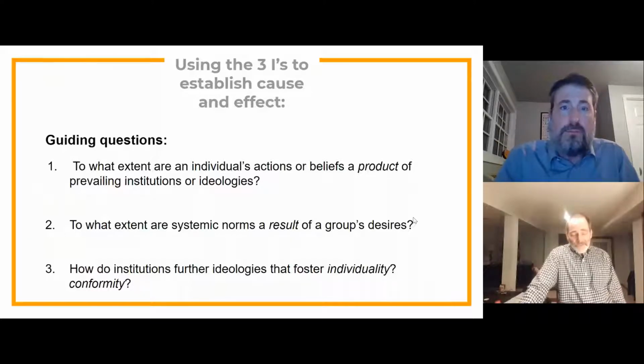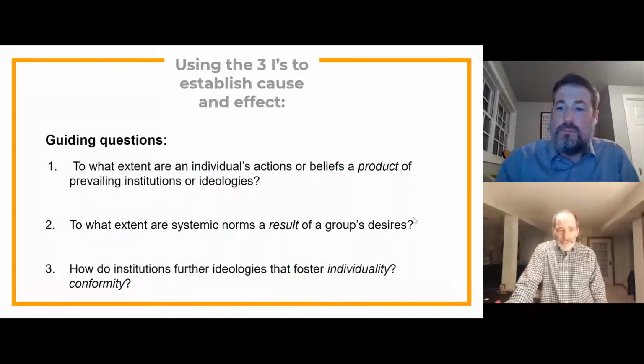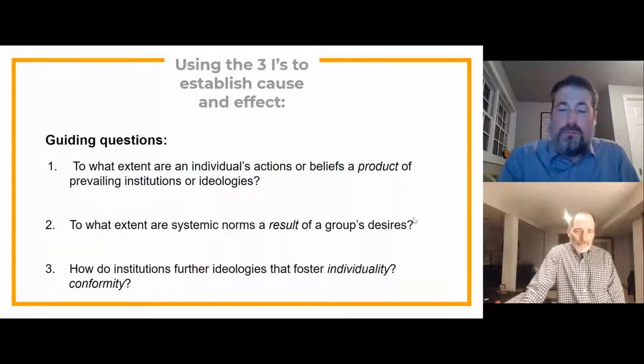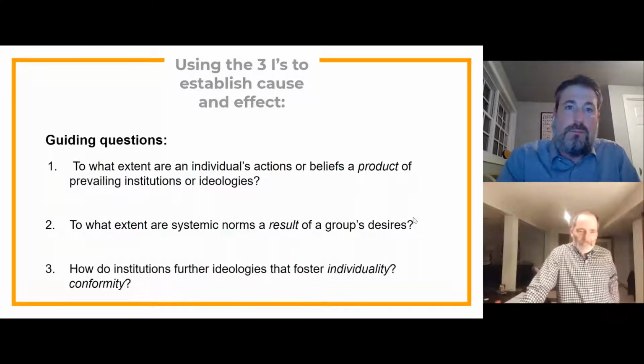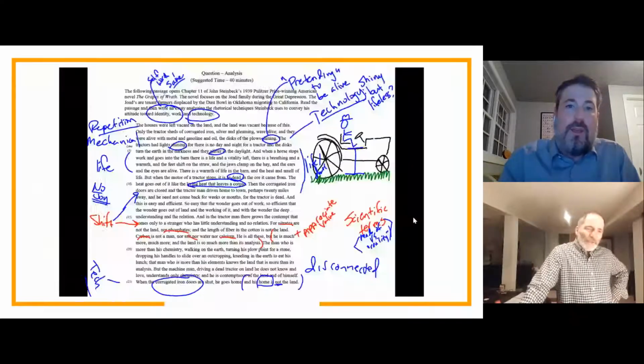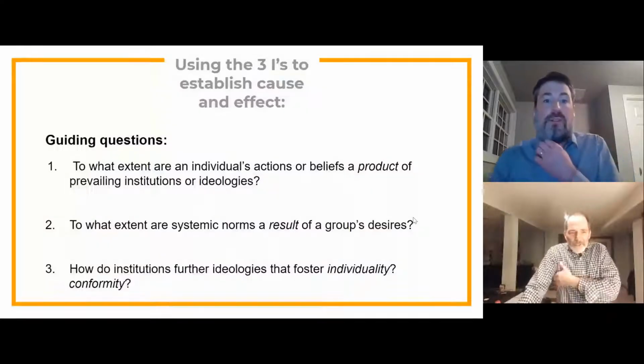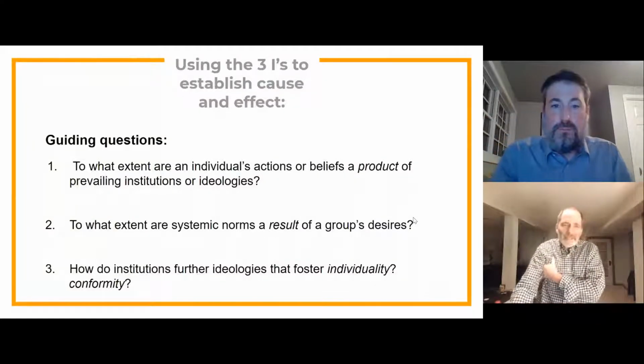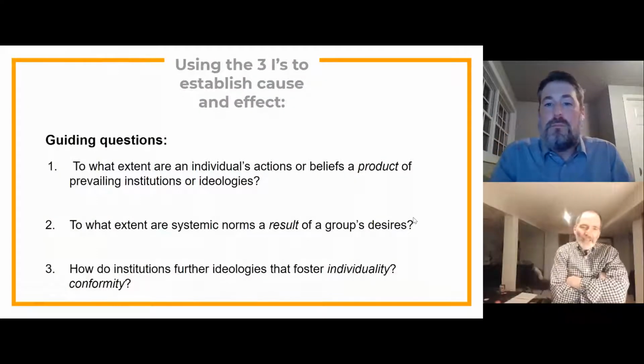Right. And so, like I was alluding to a minute ago, to what extent are an individual's actions or beliefs a product of prevailing institutions or ideologies? So, in a moment, we'll return to the Steinbeck excerpt and see what's going on with that. Number two, to what extent, forgive me, Lloyd. No, it's fine. To what extent are systemic norms a result of a group's desires?